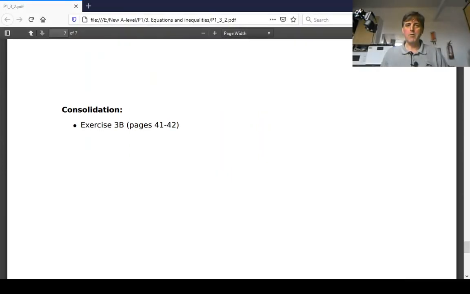Okay then, so that's simultaneous equations which involve quadratic functions. Get a bit more practice by having a look at the questions in exercise 3B of the textbook. Pages 41 and 42 is where you'll find those.